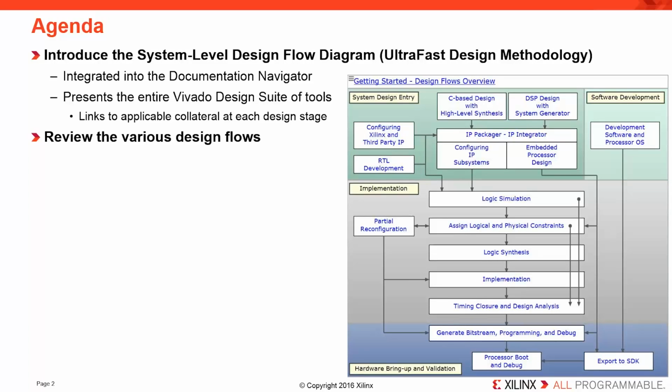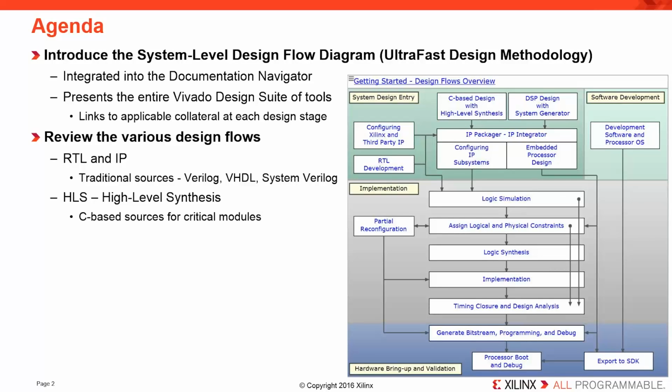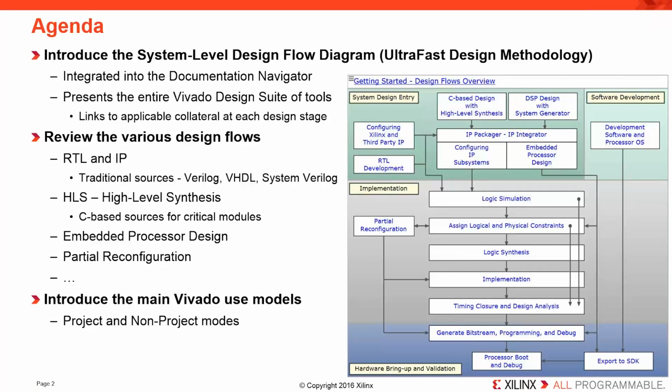We'll then walk through the flow diagram and explain the various flow variations, including the RTL flow, the high-level synthesis flow, which is a C-based flow, and then how we augment the flow for doing embedded microprocessor design and partial reconfiguration. And finally, we'll introduce the main Vivado use models and discuss the advantages of using a reentrant project-based mode or more of a scripting mode with the non-project flow.